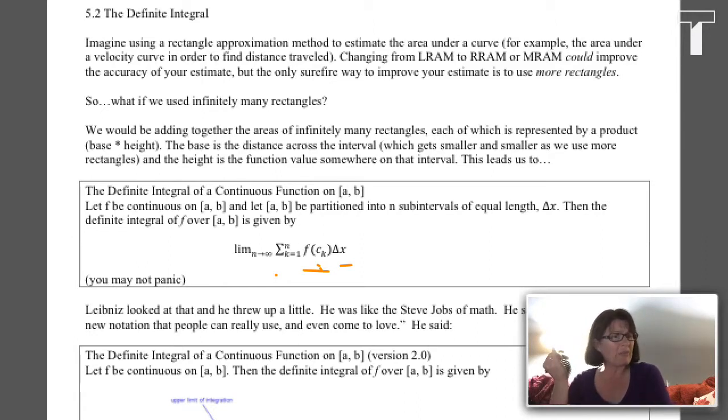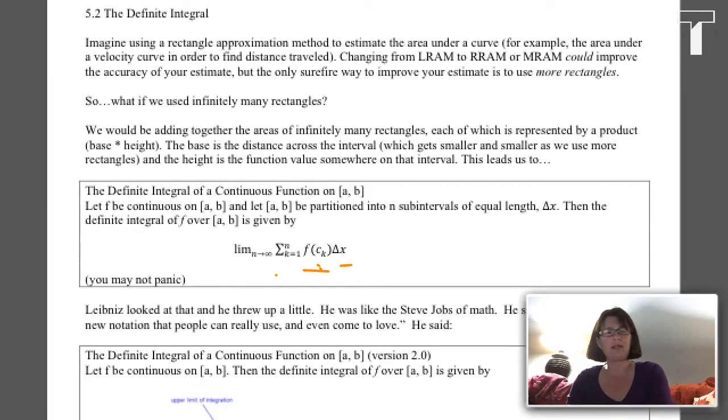Sometimes we use the left endpoint, sometimes we use the right, sometimes we use the middle. But imagine, if our rectangles are getting skinnier and skinnier and skinnier, pretty soon they're only going to be one function value wide. So it doesn't matter which point on that interval we plug in. Essentially, the rectangle's going to get so skinny, there's only going to be one choice. So, technically speaking, this is how we could find the area under a curve.